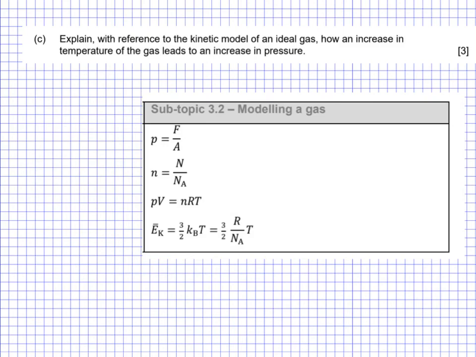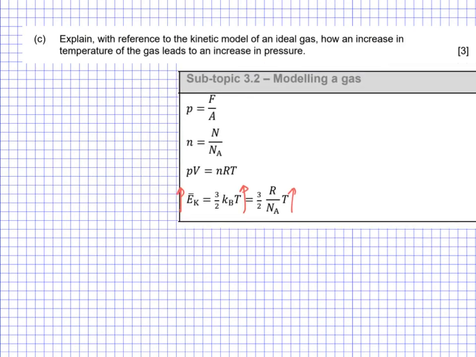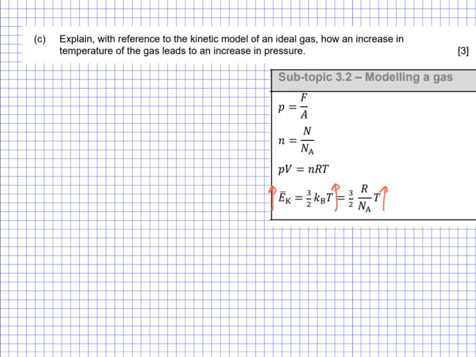Really what we're saying here is that if the temperature goes up, why does the pressure go up? Well, if this temperature goes up, if this T goes up, then of course what's going to happen to the kinetic energy is it's also going to go up. So the particles are going to move faster. So we can make a statement. We can say that as the temperature goes up, you're going to get an increase in the average speed of molecules.